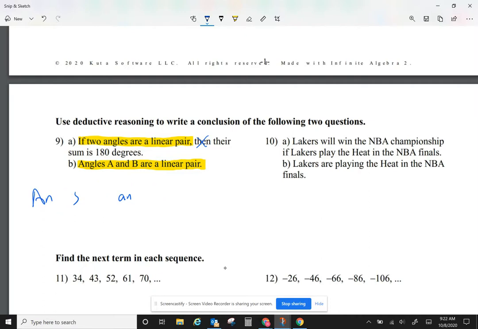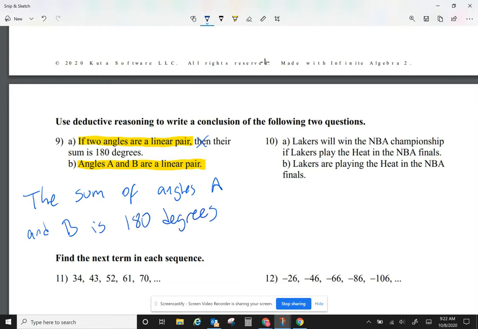Or better yet, the sum of angles A and B is 180 degrees. Right? Their sum is 180 degrees, but their sum basically means the sum of angles A and B is 180 degrees. All right, let's take a look at question number 10.